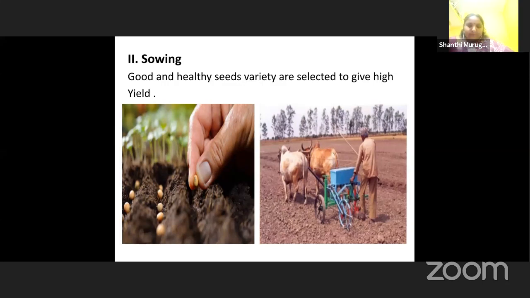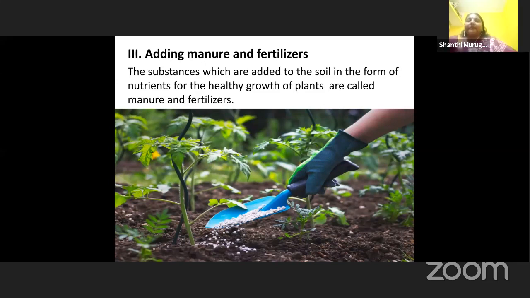The next thing is what I was saying about the distance from one seed to another seed. There should be certain distances. It differs from one plant to another. The next thing is adding manure and fertilizer. This is the third stage. The substances which we add to the soil in the form of nutrients for the healthy growth of plants are called manure and fertilizers.